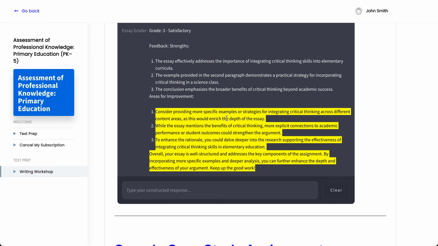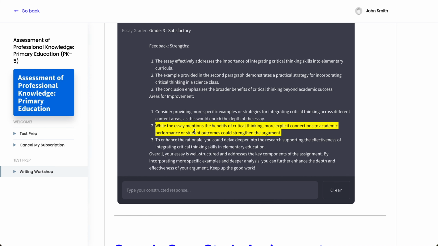So consider providing more specific examples. Actually, I agree with that. What I gave was kind of fluffy. I just said in a science class. I could have been more specific, like in a 3rd grade science class in the 2nd semester where students study the plant growth within the water cycle or something like that. And actually, now that it says that, I agree with it.